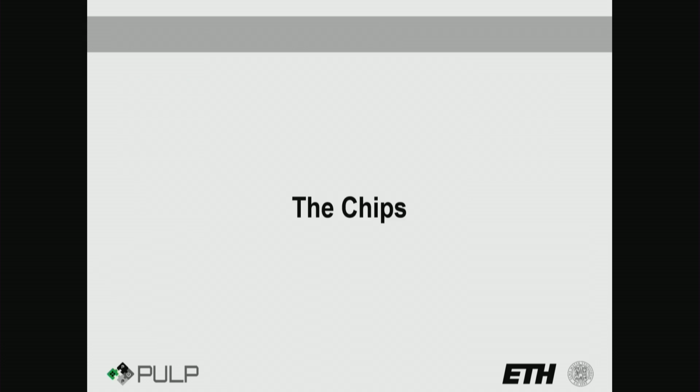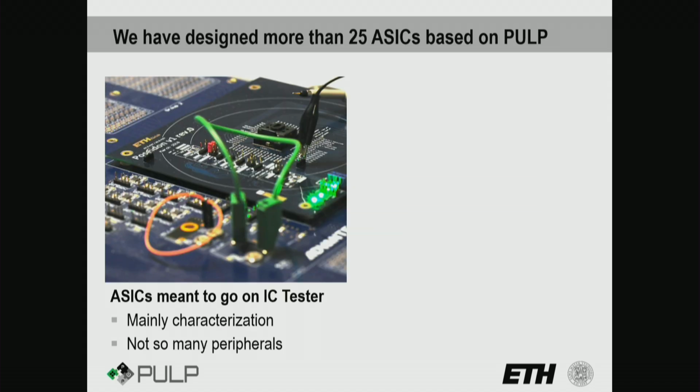So we talked a lot about the platform and the chips that make those platforms, but let me also show you a bit what we actually do, the chips we do. And I can tell you, we do love to tape out silicon and actually build chips and measure how good they are after manufacturing. So we have designed roughly 25 ASICs, actually more than that, which are based on this Pulp architectural template. And a lot of those ASICs are meant to go on the IC tester. They're only there for characterization mainly. We evaluate various efficiency numbers there. They don't have many peripherals, and they're not meant to be deployed in bigger systems.